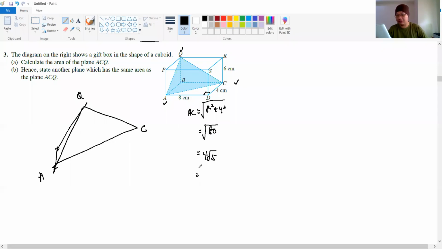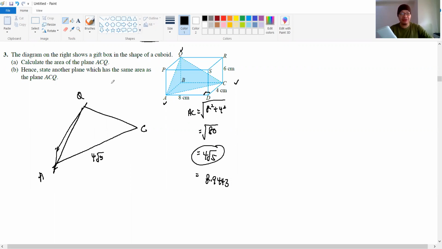Or you can use the decimal also, 8.9443. I prefer to use the surd because it's cleaner for me. I don't want the decimal like this. So I write down 4 square root 5 here.